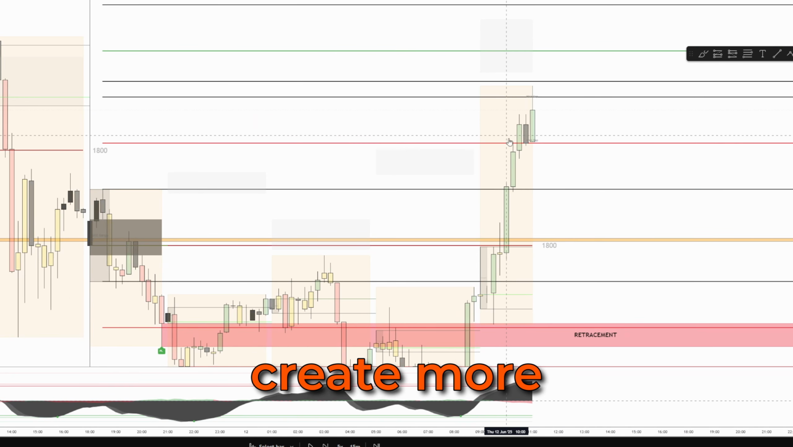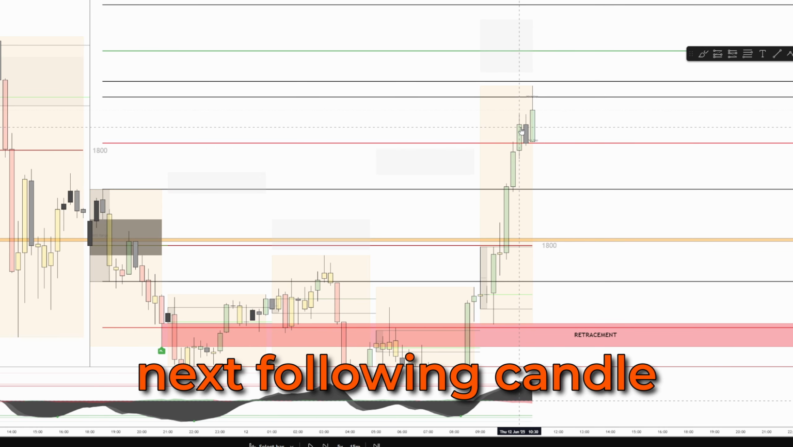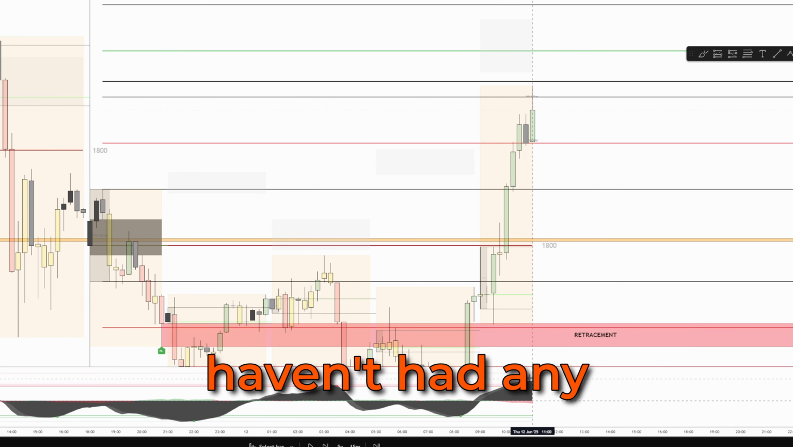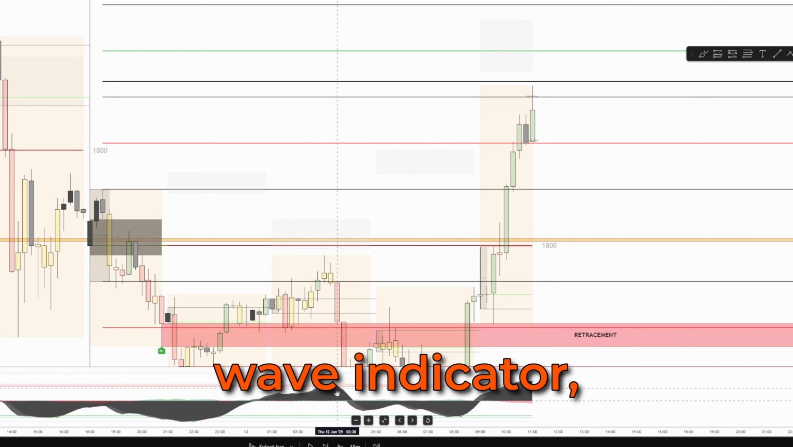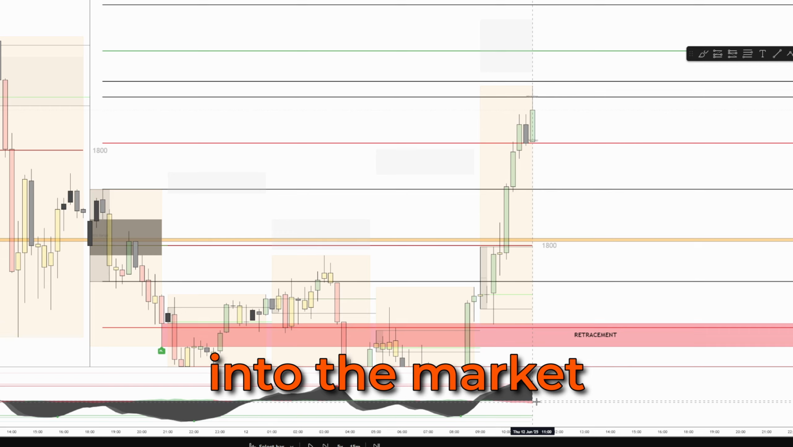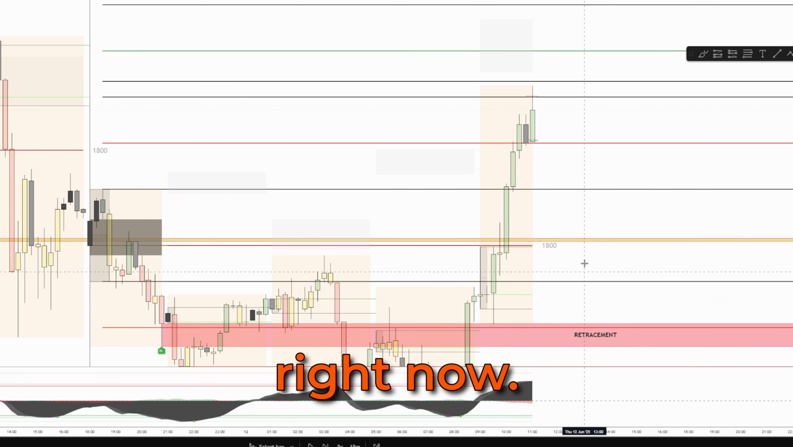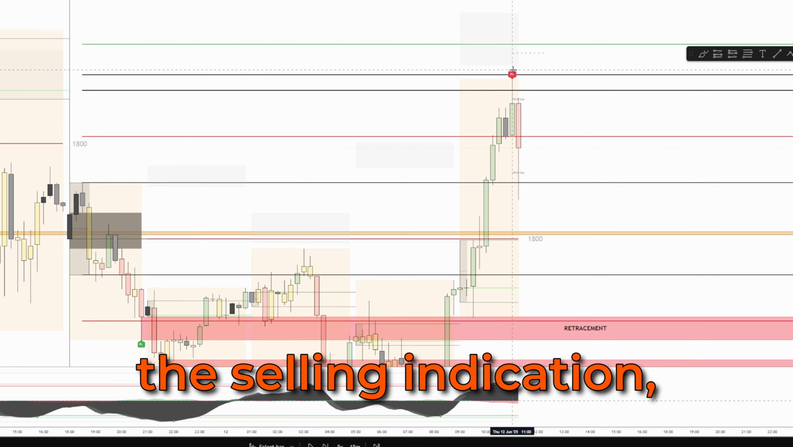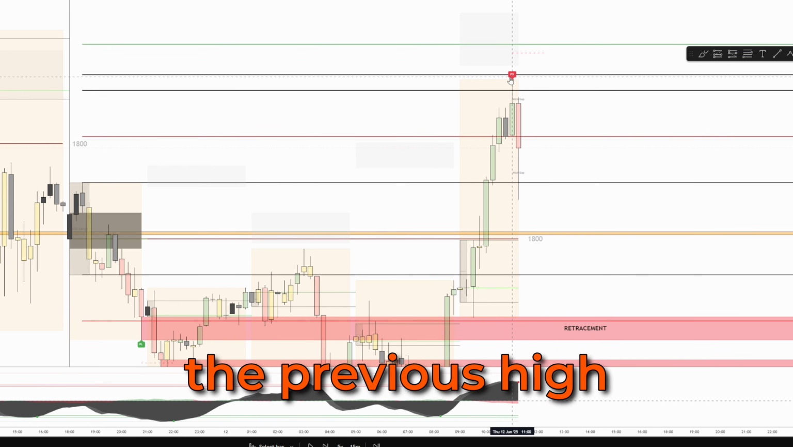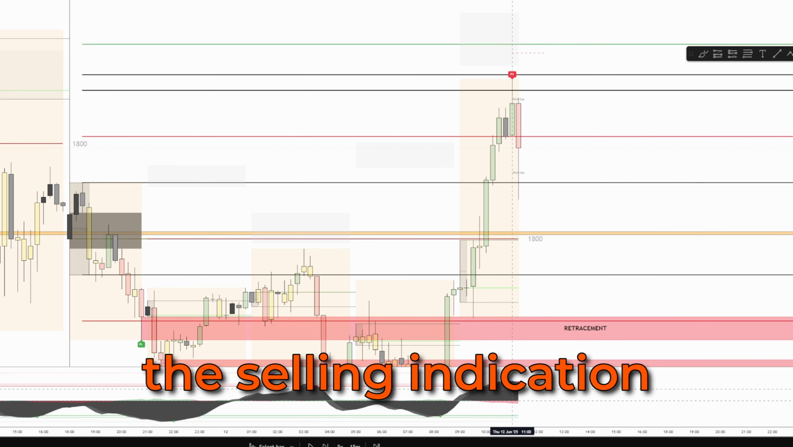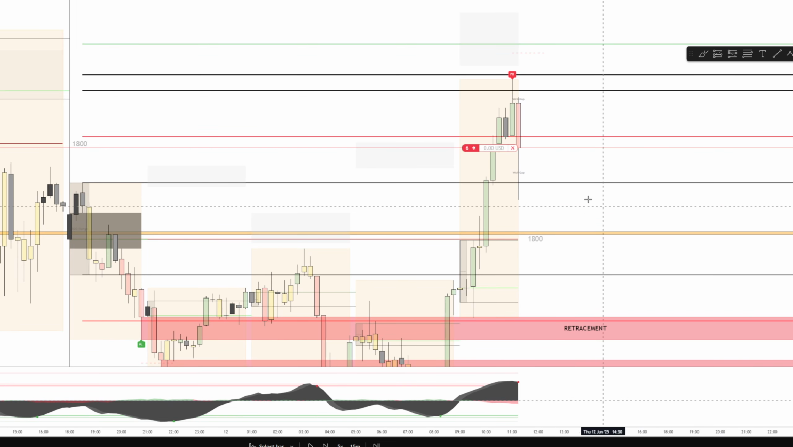We saw price trying to create more signals right here, but the next following candle kept on taking it out. We still haven't had any selling signals from the wave indicator, but we do have the sellers coming into the market and it also being overbought right now. Here we see we have the selling indication, the previous high with a stop, and then we have the selling indication on the momentum indicator as well.